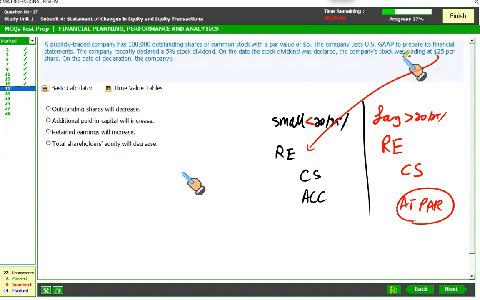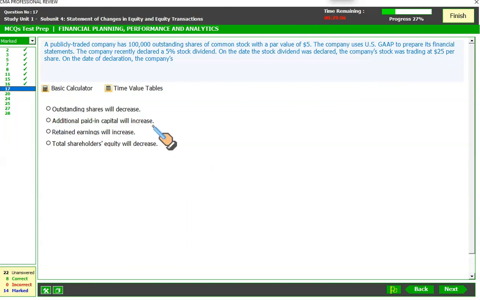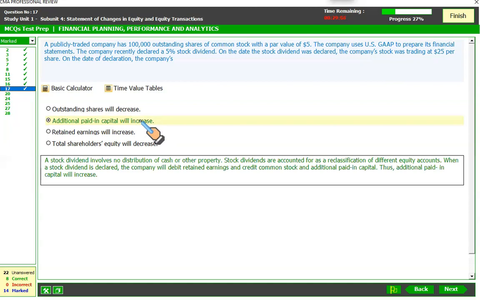So that would mean your additional contributed capital is being credited, so it would increase. Additional paid in capital will increase. So make sure you understand the question well, then you jump to the conclusion.